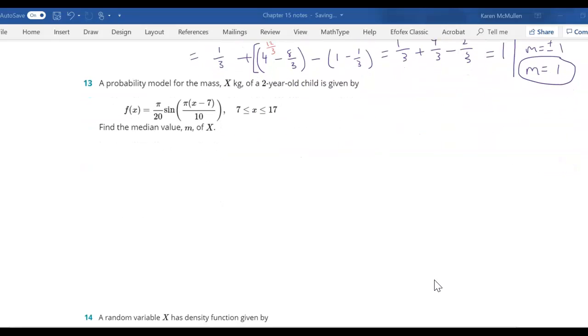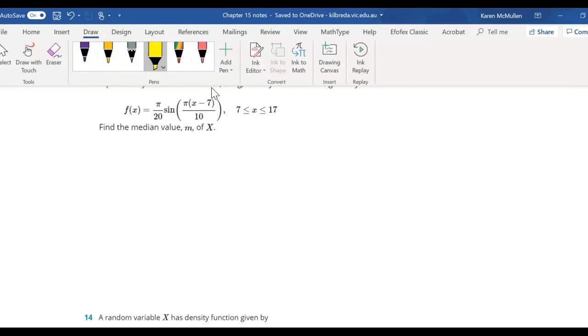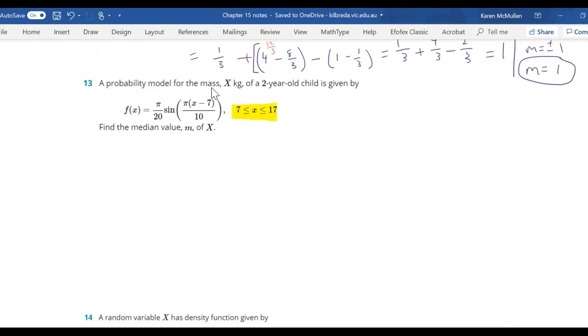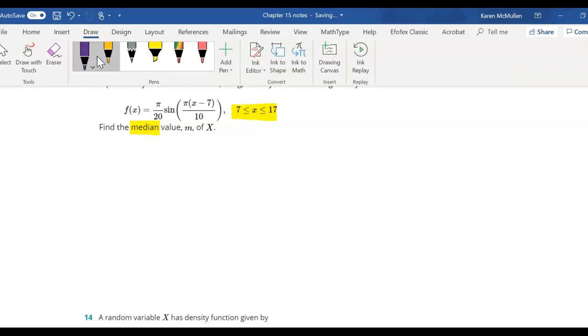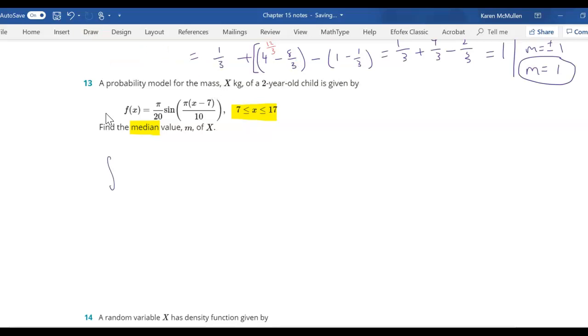Question 13. All right, so hopefully this one won't take long. A probability model for the mass of a 2-year-old child is given by the function below. Find the median value m of x. Let me get my highlighter because I want to highlight some important parts. Here's our domain, and we want to find the median. And we've got our function. We're going from 7 to m.